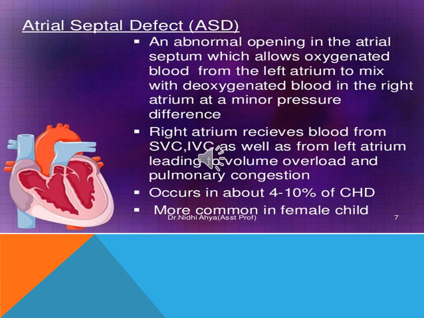So when blood is pushed to the pulmonary circulation, it is pushed because there is volume overload. Too much blood from the left side of the heart, from the superior and inferior vena cava. Too much blood in the right atrium will be pushed. This volume overload goes to the right ventricle. So there will be pulmonary congestion.